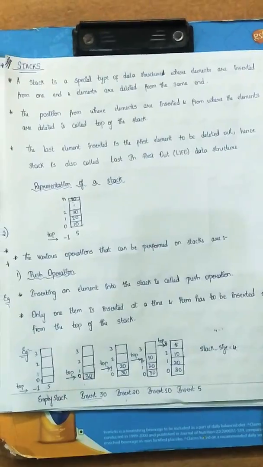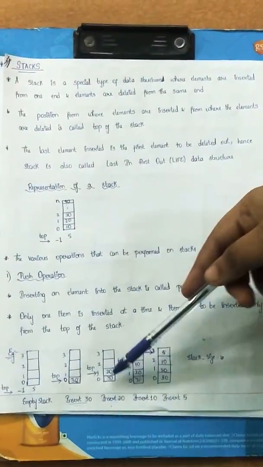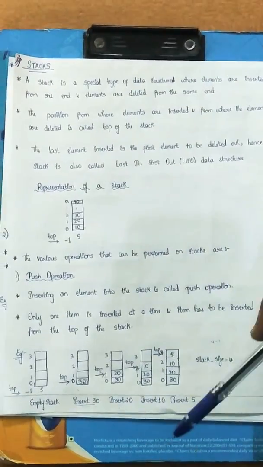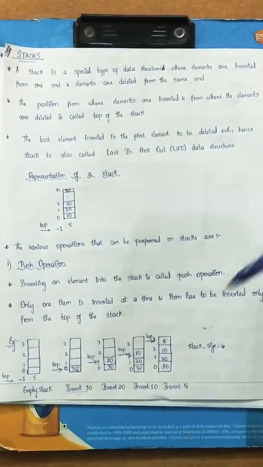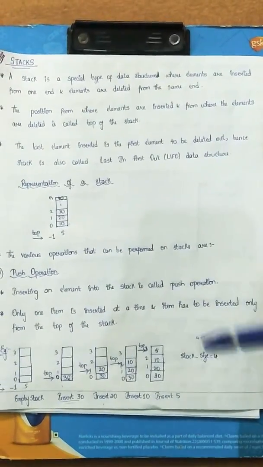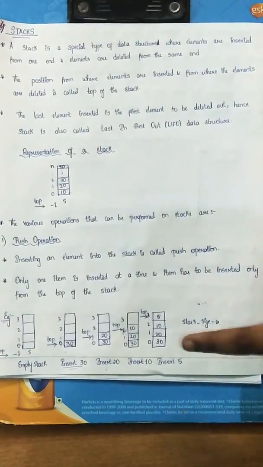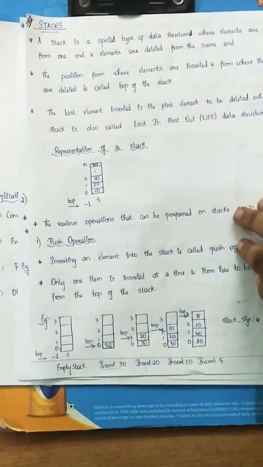Next, you want to insert another element, say 20. Next, the top is incremented by plus 1, and the next element gets inserted, and so on. And now here the elements are full. The stack is full. So can we add more elements into the stack? What condition arises? So let us know.